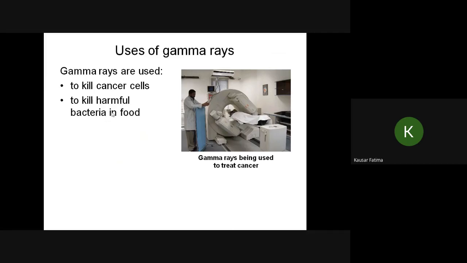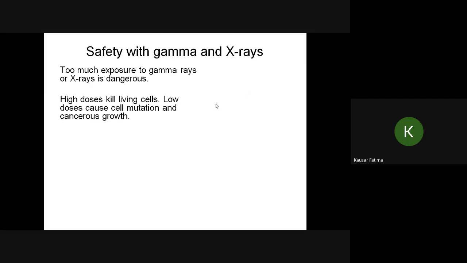We can use ultraviolet also for this purpose. And for sterilizing surgical instruments, we use gamma, because gamma are nuclear radiation, but ultraviolet can also be used for this purpose. Too much exposure to gamma radiation is dangerous. Okay, so high doses kill living cells. That's why I told you in the previous slide that when we use it for curing cancerous tissues, the healthy tissues should not be exposed to these harming radiations.